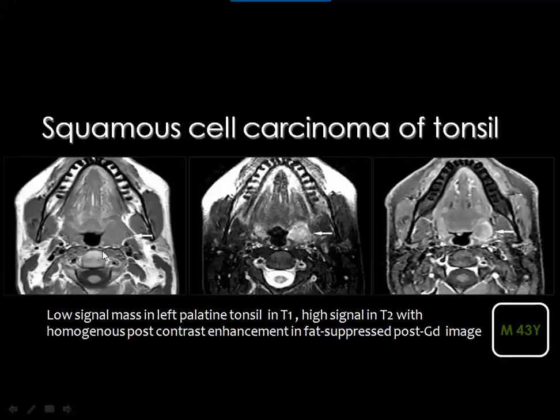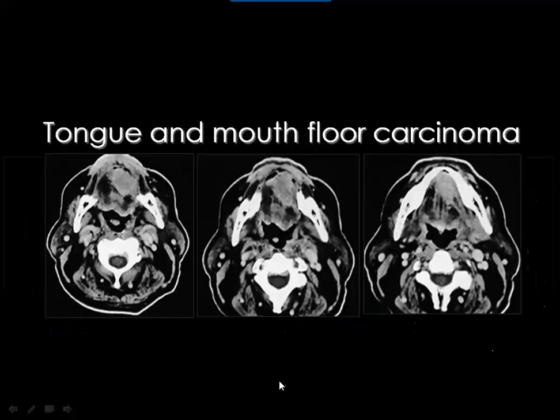You see a mass which is located exactly in the tonsillar fossa on the left side, showing intermediate signal in the T1 and high signal in the T2 with almost uniform post-contrast enhancement. You should look, I repeat, you should look for enlargement of the lymph nodes. There is none here in this example. And you should consider all masses arising medial to the parapharyngeal fat as carcinomas until proved otherwise.